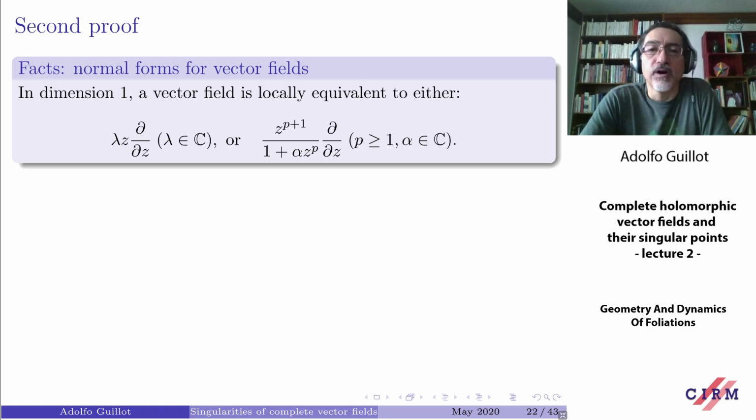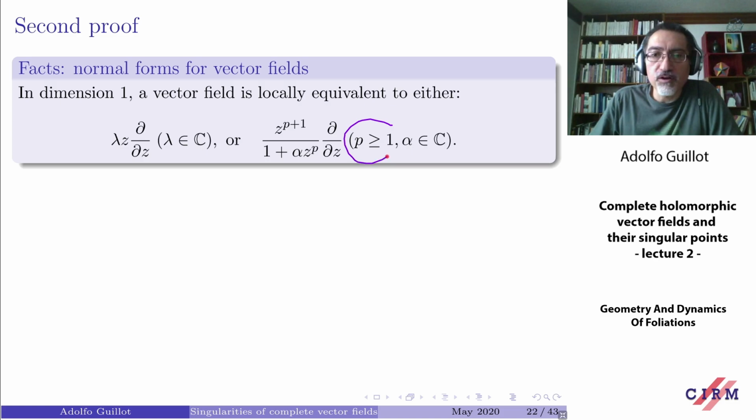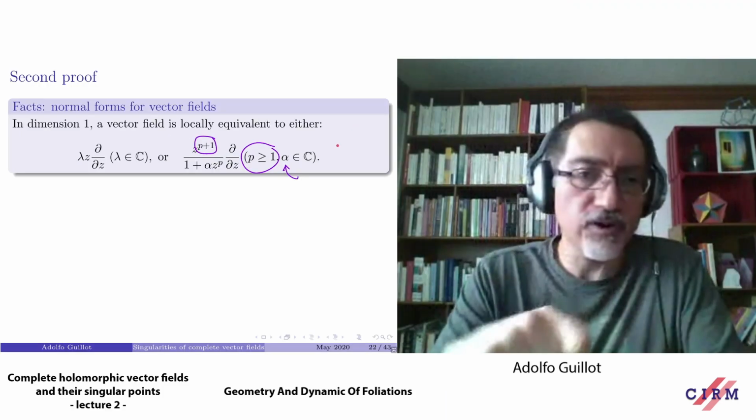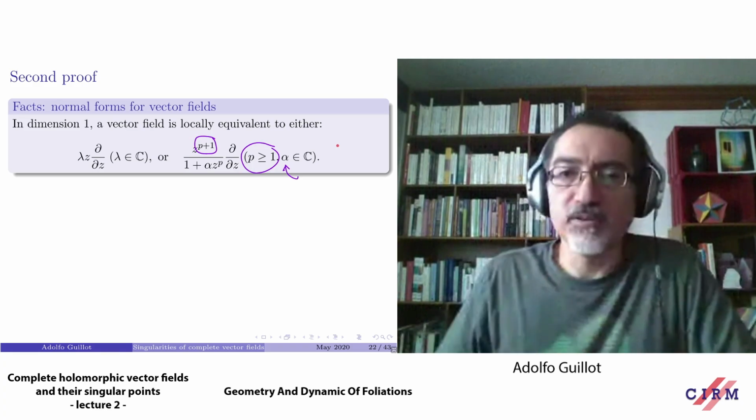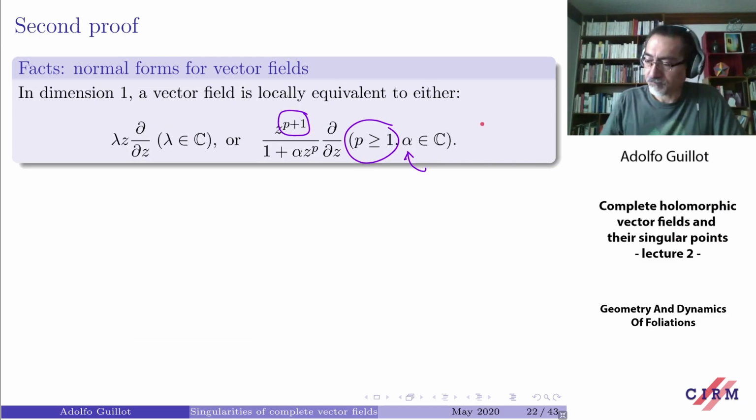We know that in dimension 1, a vector field either has a non-trivial linear part, and then it is linearizable, or if it doesn't, then it has just two invariants. The first one is p, the order of the zero it has. So you have the p here and also the p here, the order of the zero, and it has another parameter alpha that I will show you. So if you have a holomorphic vector field in dimension 1 and a singular point, in some coordinates it will be one of these two vector fields. Okay, so these are the normal forms.